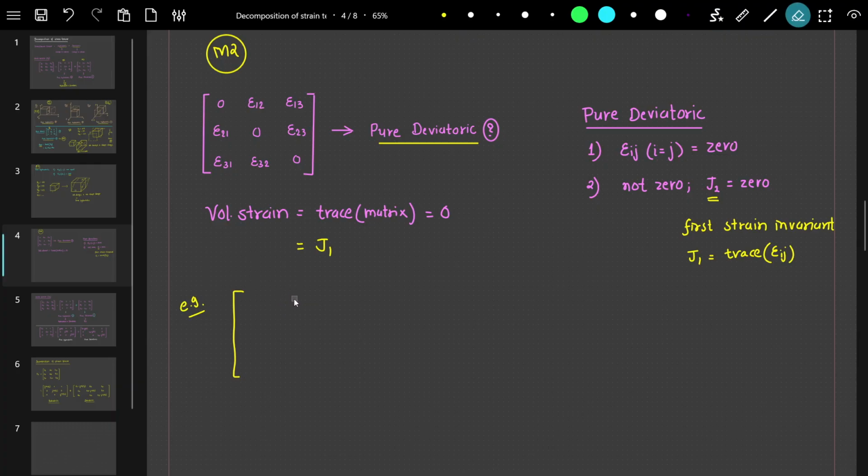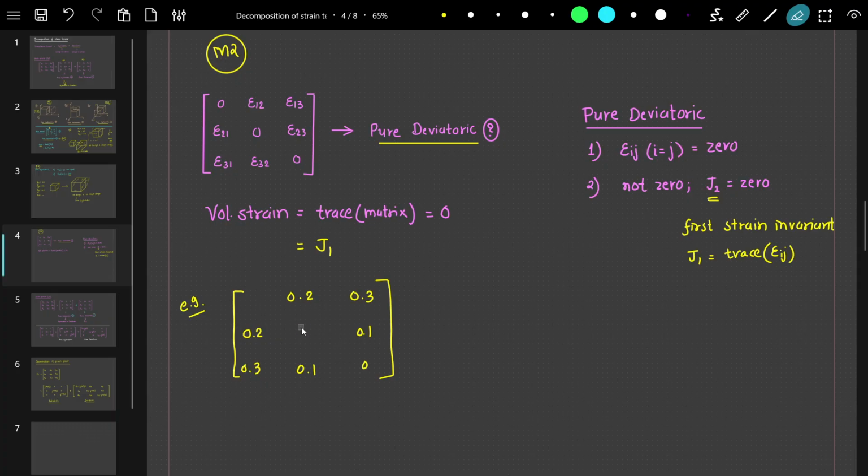Let's take this value as 0.2, epsilon 12 as 0.3, epsilon 12 is epsilon 21, and epsilon 13, let's take 0.1. And these components are 0, 0, 0, 0. So this is a pure deviatoric. We can see there is no volumetric strain here.